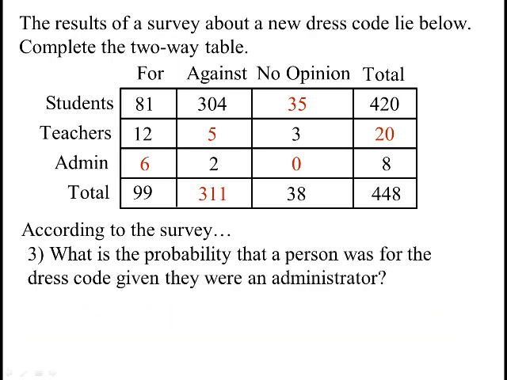Let's try this one. What's the probability a person was for the dress code given that they were an administrator? So given that they were an administrator, you're just looking at administrators, 8 people. How many were for? 6 out of 8.